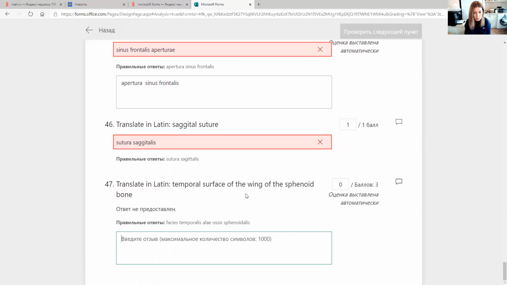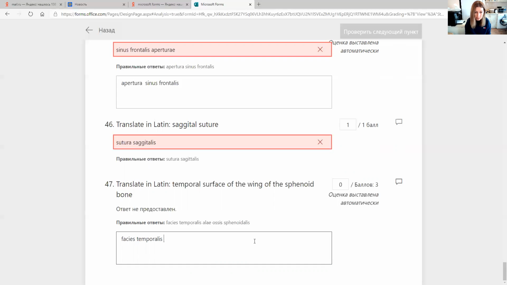And the most difficult phrase, for which you can have 3 scores if you did it correctly: temporal surface of wing of sphenoid bone. Let's deal with the cases first. Temporal surface. What? Temporal surface is nominative case. Of the wing is genitive case, and of the sphenoid bone, it's again genitive case. So let's start translation with temporal surface. Surface is a noun, it will be in the first position, facies. Then we use an adjective that is in the same case and in the same gender. Facies, nominative case, feminine gender, so temporalis. Temporalis is second group of adjectives. Facies temporalis.